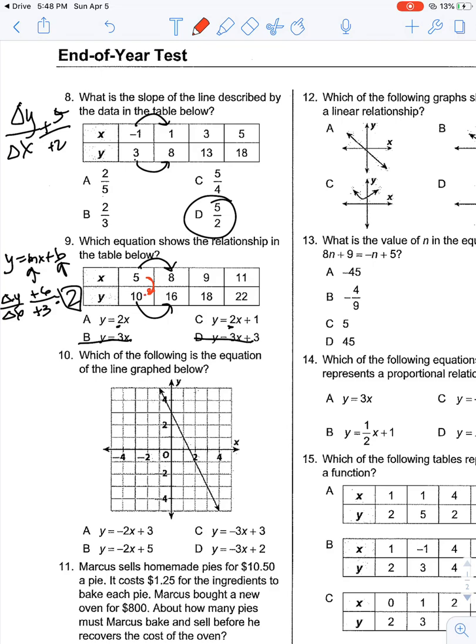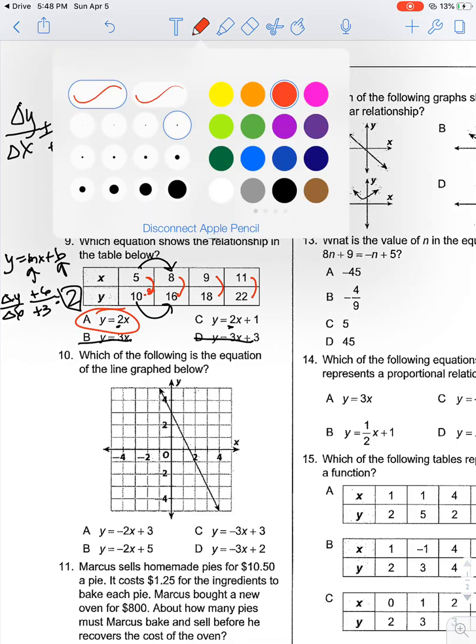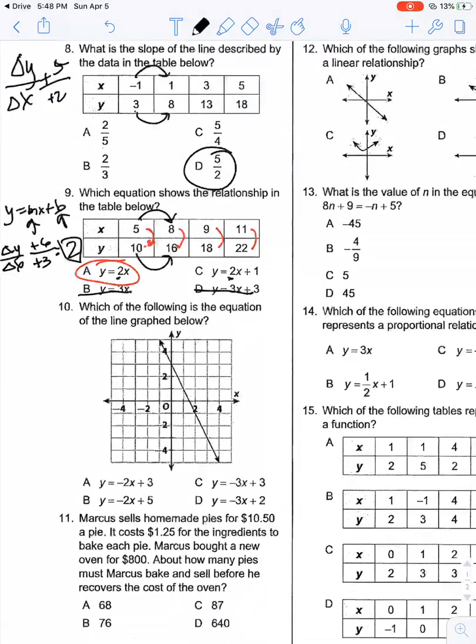So 5 times 2 is 10. 8 times 2 is 16. 9 times 2 is 18. 11 times 2 is 22. So it's just multiplying by 2. All right, so that's our answer. 9 equals A. Let's go back to black. And now let's move on to number 10.